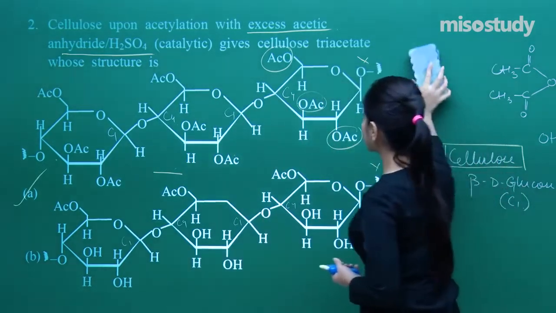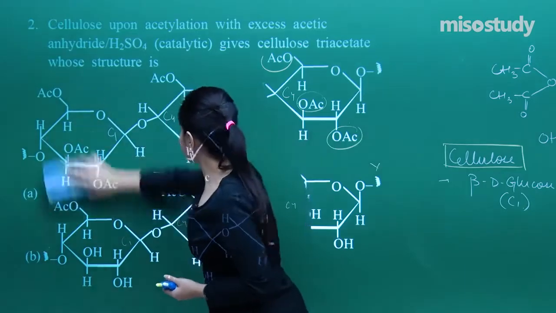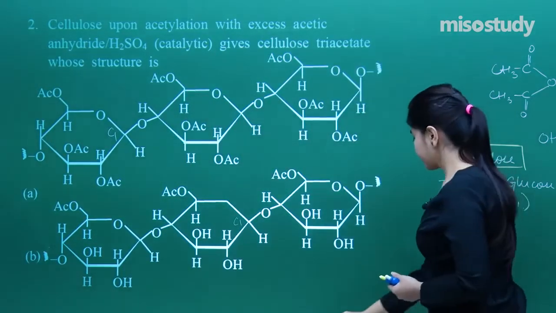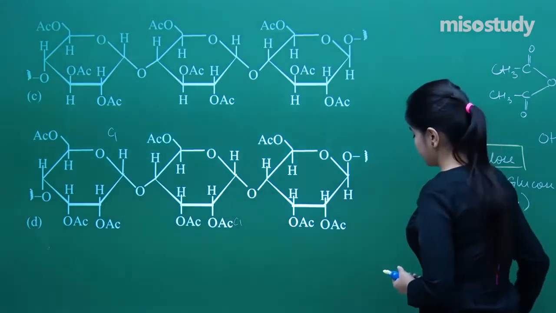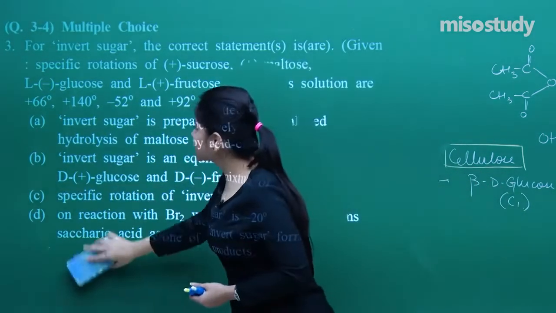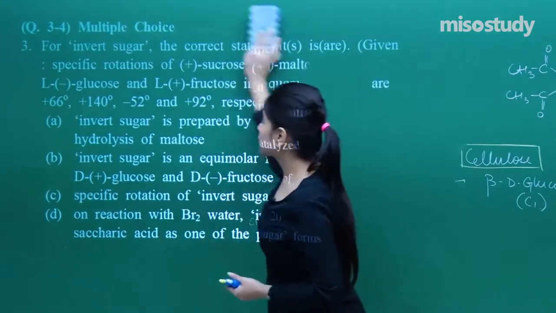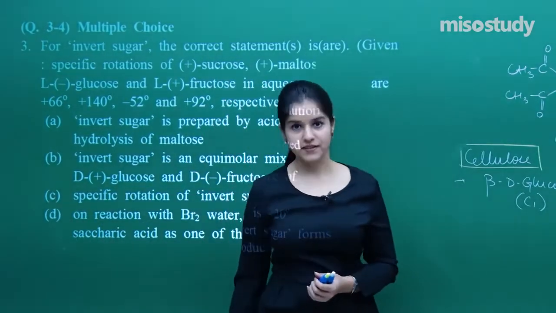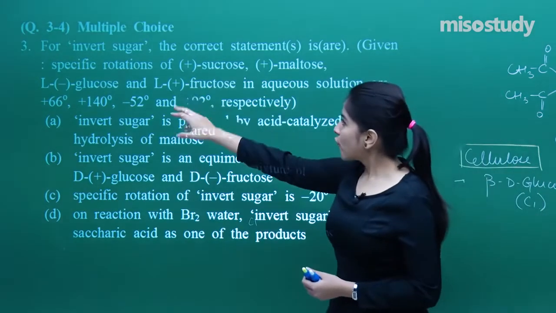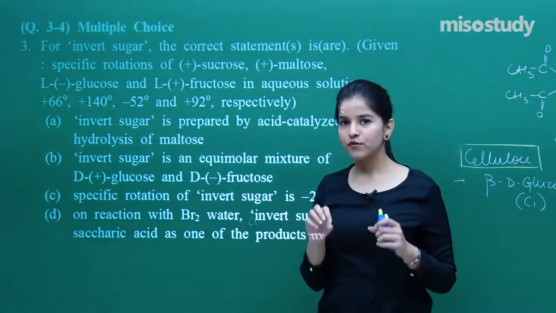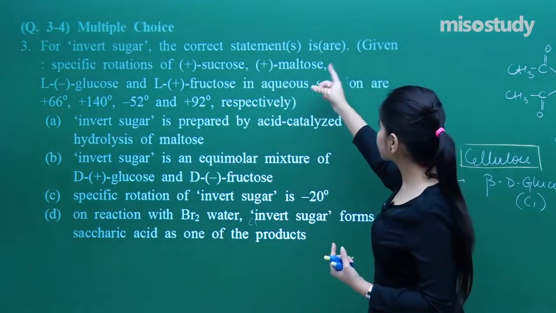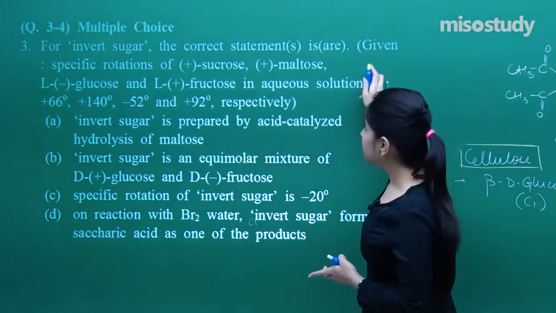Let's move on to the next question. So what do we have next? Now it's the time for multiple choice. That means I've got more than one option as the right answer. So let us just read out the question. For invert sugar, now we are dealing with inversion of sugar, the correct statement is or are.